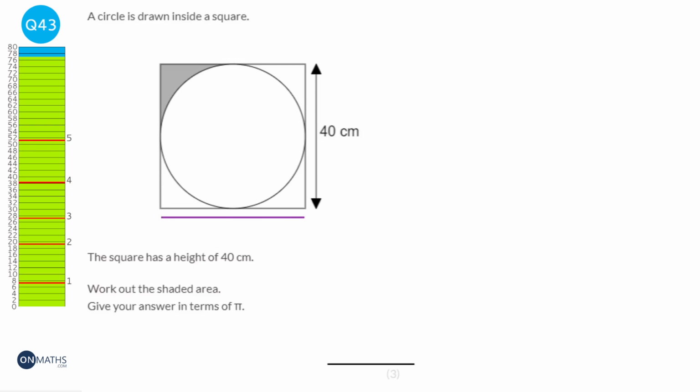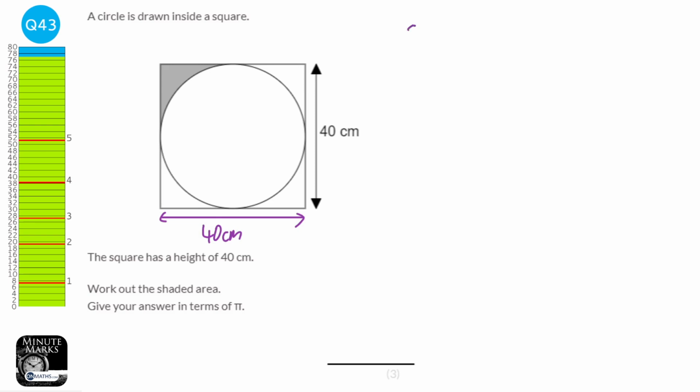First thing we notice is that there is a square here, so we can work out what this length is going to be. It's also going to be 40 centimeters. And whenever we're working out the area of a shaded area, we're normally working out the area of two shapes and subtracting one from the other. And this question's really no different.